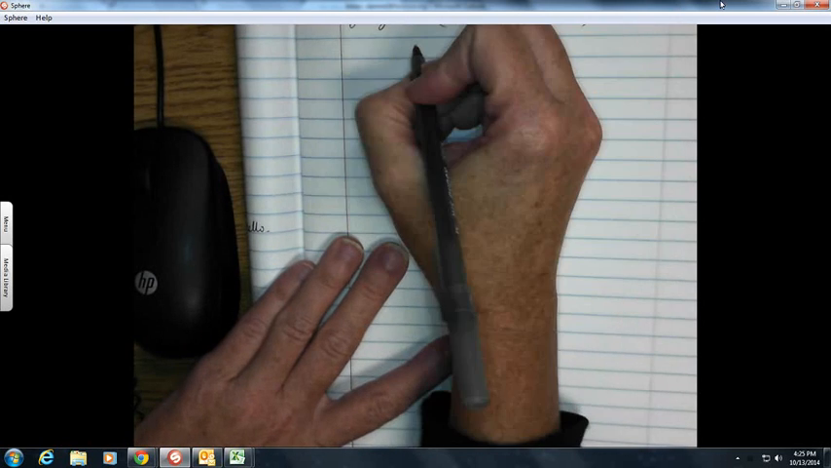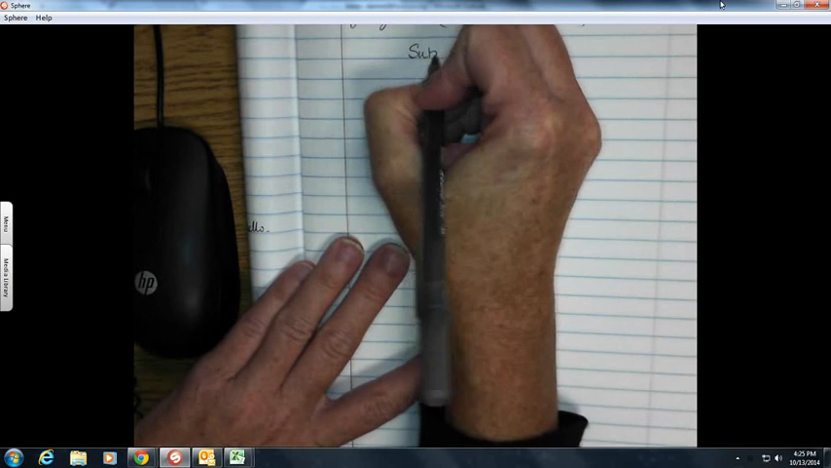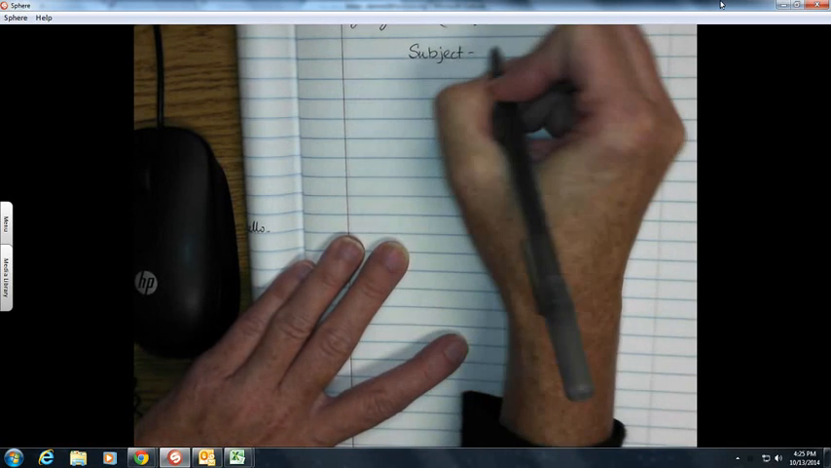So please make sure that you have your grammar notebook. If you don't have your grammar notebook, then just take notes on whatever paper you have at home, and then make sure you bring that paper to school tomorrow, and then you can glue your notes into your grammar notebook. Okay, so we're starting a new subject, so I'm going to write it in my first open space, subject-verb agreement.